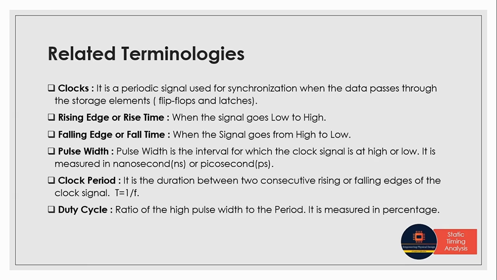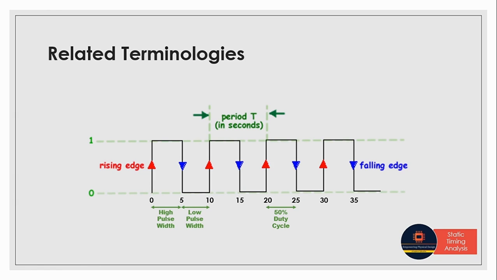Next is duty cycle. Duty cycle is defined as the ratio of the active or high pulse width to the total clock period, and it is calculated in percentage. If we see this waveform, this is the rising edge, that is when it is going from low to high, and when it is coming from high to low it is the falling edge. Whenever the rising edge is happening, it is creating high pulse width. Whenever the falling edge is happening, it is creating low pulse width.